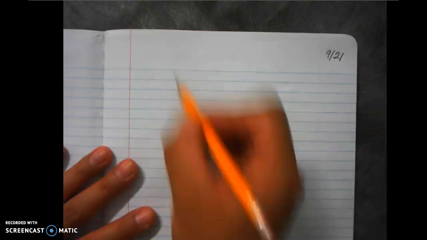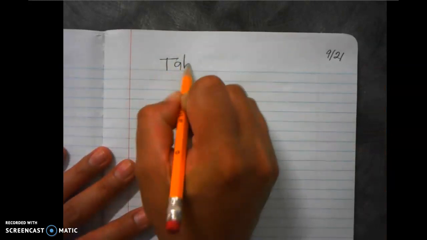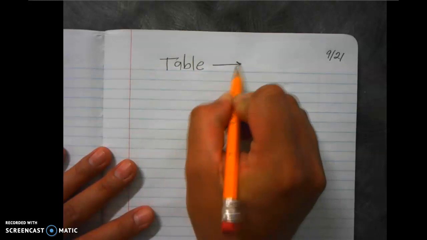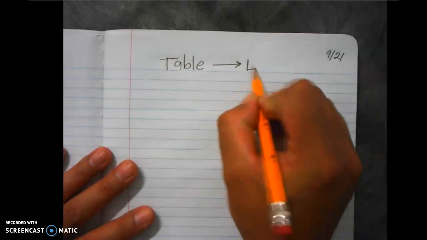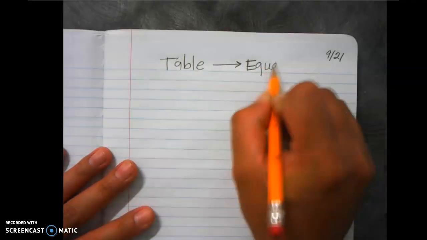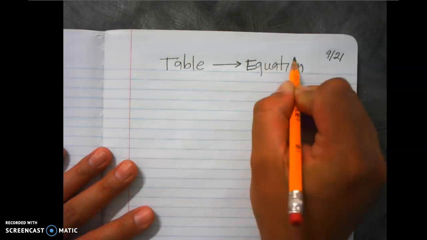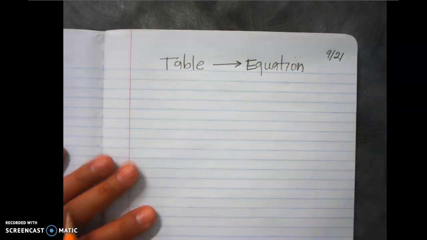Before moving on to slide 4, we went to our journal and took some notes. So if you open up your journal, make sure you put today's date, 9/21 if you are an A day or 9/22 if you're a B day. Our title is Table to Equation because we are going to be given a table this time. And our goal is to write an equation.